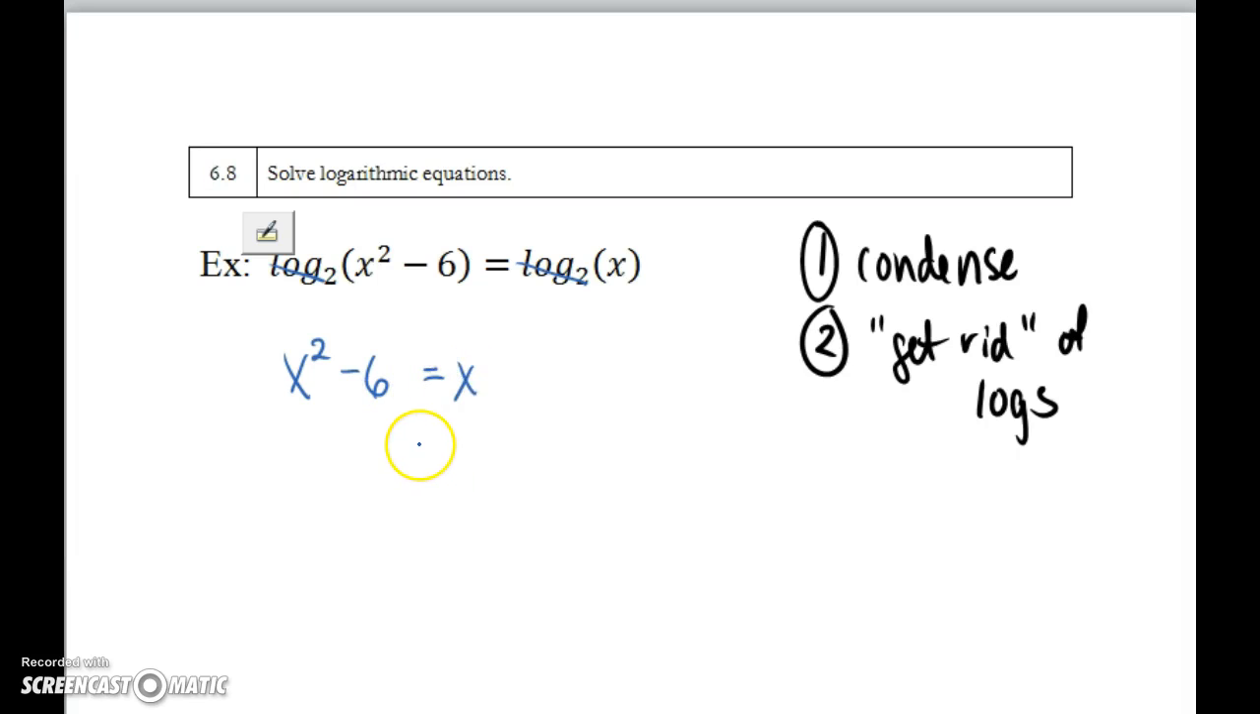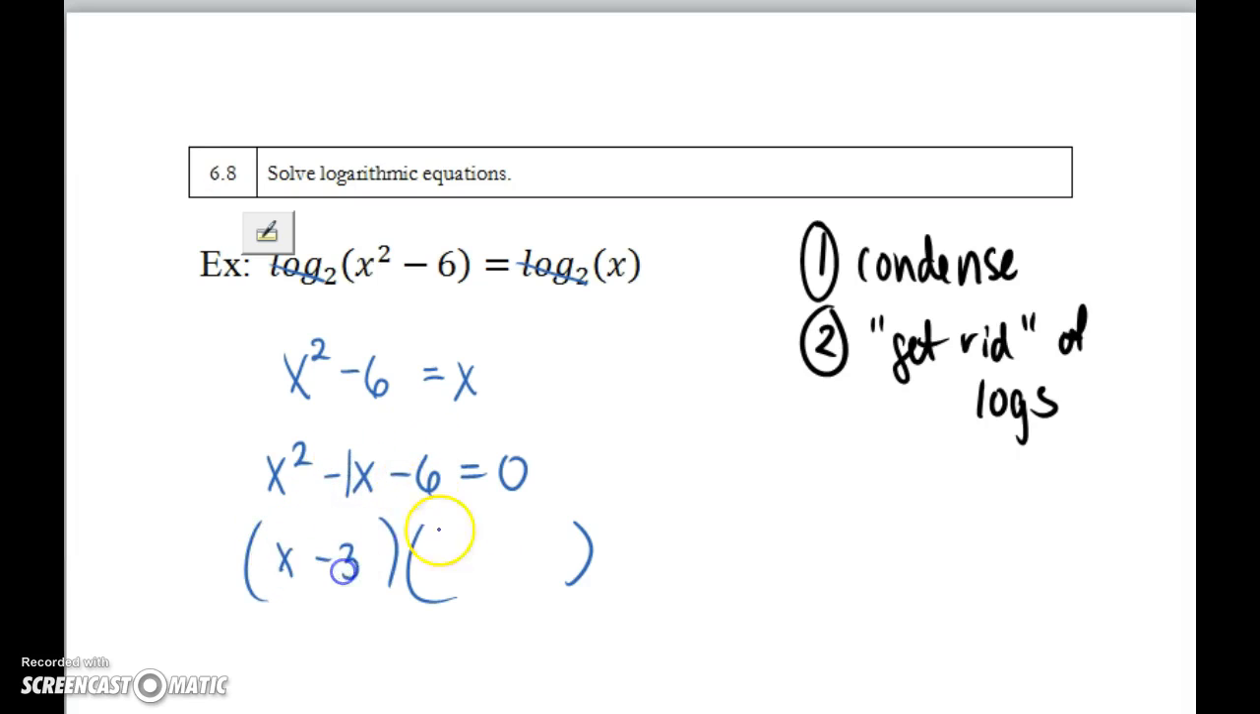And then it's a matter of solving the equation, whatever type of equation it may be. In this particular case, this is a quadratic equation because of the x squared. So we want to set it equal to 0. Put minus x minus 6 equal to 0, and we solve quadratics by factoring. So we want to find two numbers that multiply to negative 6 and add to negative 1. That would be negative 3 and positive 2. And if we set each of these factors equal to 0, we get x equals 3 and x equals negative 2 as our solutions for x.